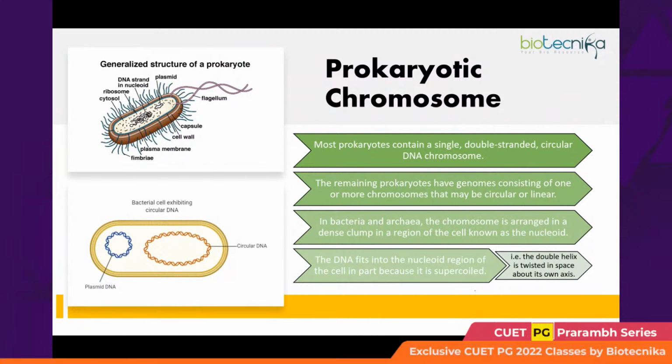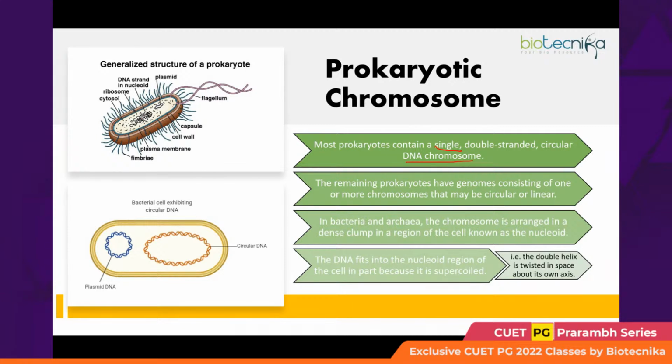All right. Next, moving on to prokaryotic chromosomes. Most prokaryotes contain a single double-stranded circular DNA molecule. It will always be double-stranded and circular. Most of the prokaryotic cells will have a single double-stranded circular DNA molecule. If you see the prokaryotic structure, I hope all of you know this, right?